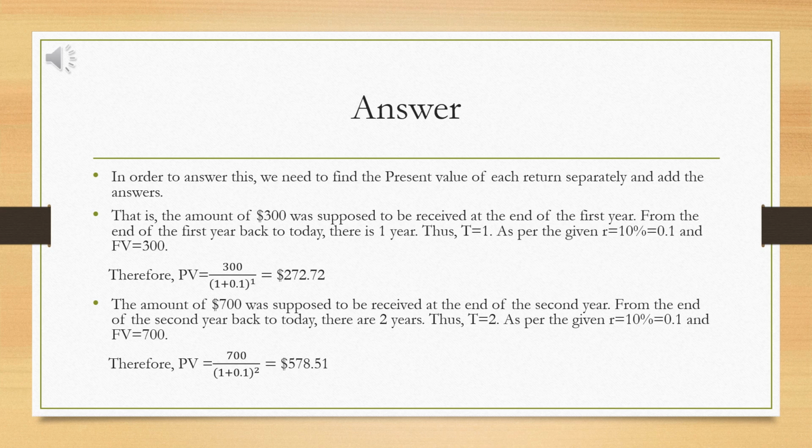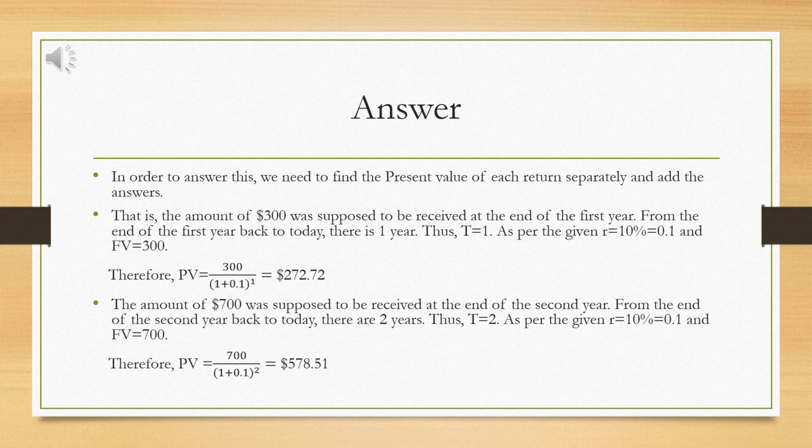That is, the amount of $300 was supposed to be received at the end of the first year. From the end of the first year back to today, there is 1 year. Thus, t equals 1. As per the given, r is 0.1 and future value is 300. Therefore, present value of the first deposit equals 300 over 1.1 to the power 1, which is $272.72.